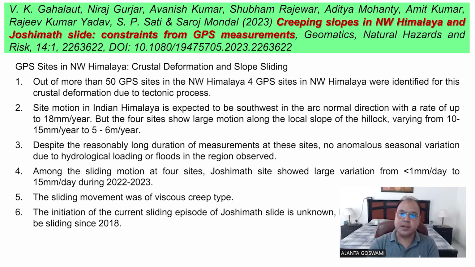In case of Joshimath, they have used four GPS sites. Site motion in Indian Himalaya is expected to be southwest in the arc normal direction with a rate of up to 18 millimeter per year, which is expected. But for the four sites that have been selected for this particular study, it shows large motion along the local slope of the hillock, varying from 10 to 15 millimeter per year to 5 to 6 meter per year. So that much motion has been seen here.